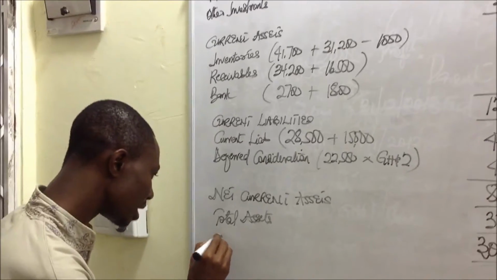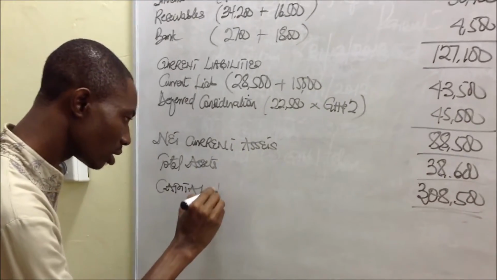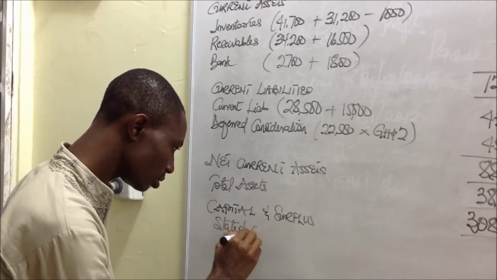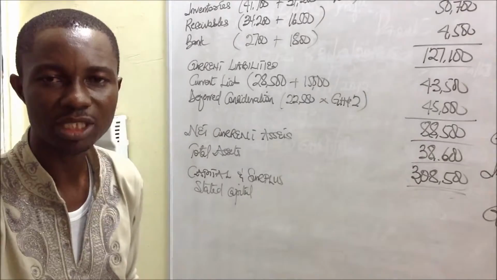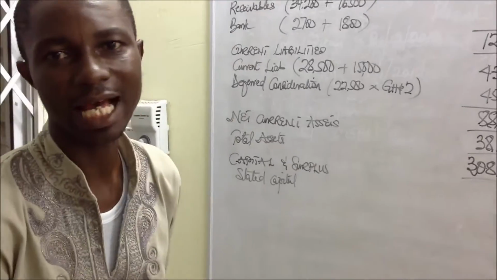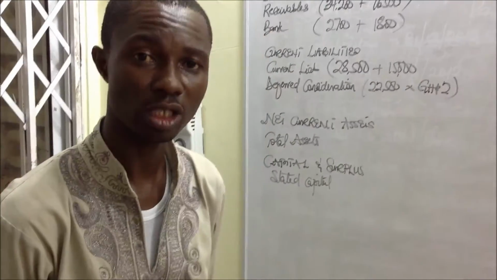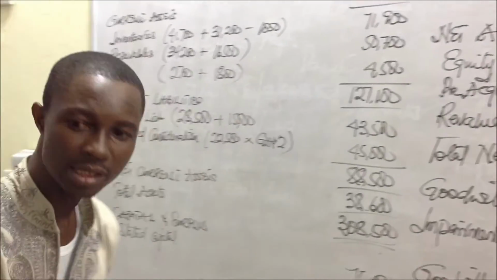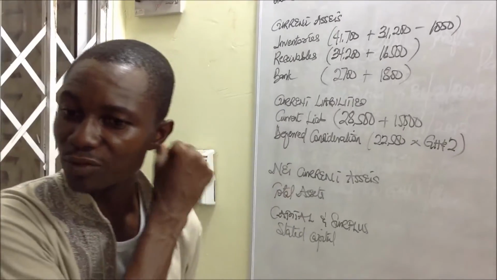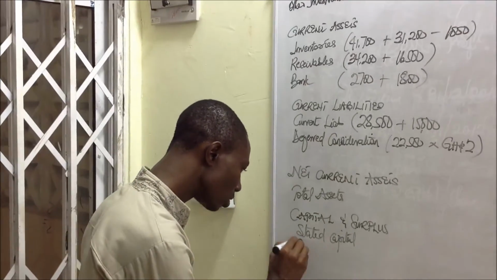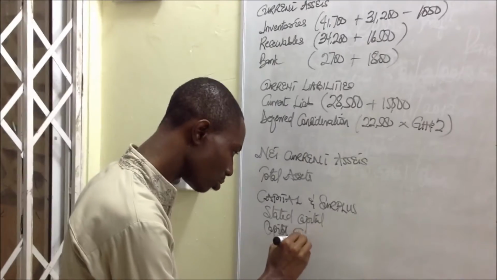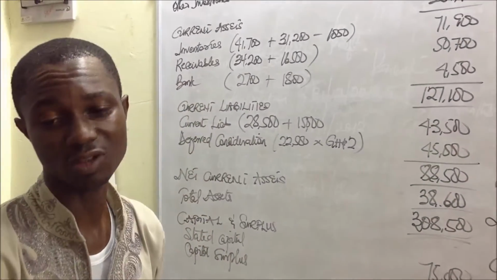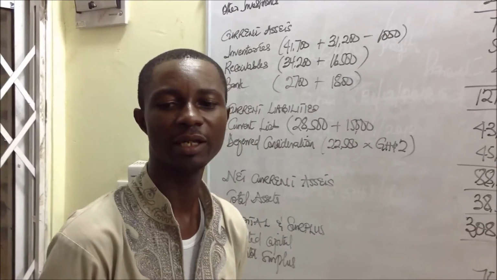So let me bring my capital and surpluses. We are given our stated capital, and when it comes to stated capital, we only pick the stated capital of the parent, because you cannot add the stated capital of the sub to the parent when you are consolidating. So we pick the stated capital of the parent, which is 75,000. Capital surplus, we're given capital surplus for the parent alone to be 52,800. We don't have capital surplus for the subsidiary, so it is just the amount for the parent.